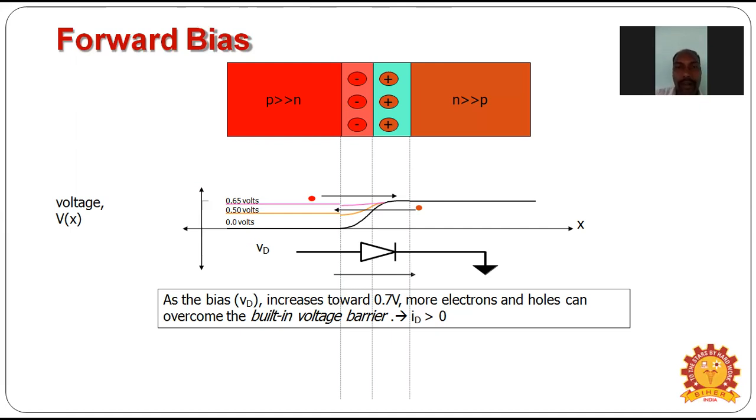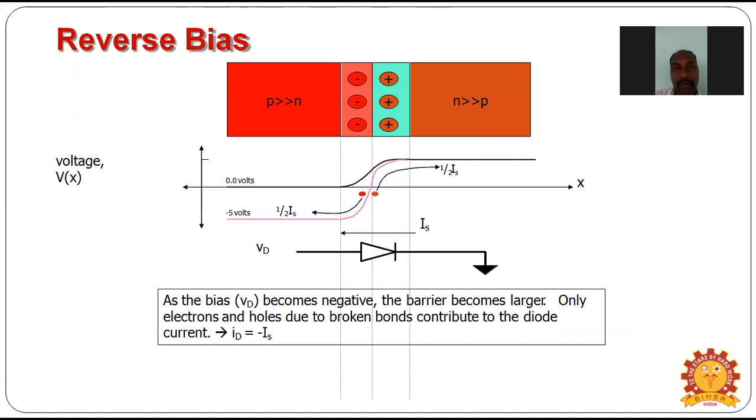Next, this is the reverse bias. In this reverse bias also, based on the same diagram, we can see what happens with the voltage VD on the x and y axis, with 0.0 volt at the center and a reverse bias level of minus 5 volt.